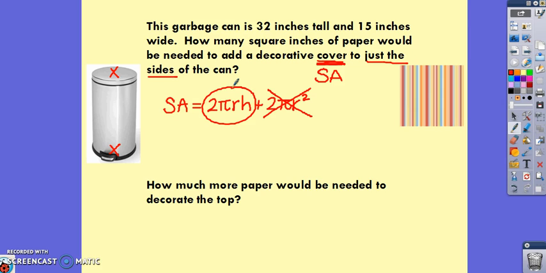And then if they ask you later how much more paper if you want to decorate the top, remember the top is just a circle. So you would just use pi r squared to get the top. You wouldn't need the 2 pi r squared because nobody said we wanted to cover the bottom. But I just wanted to show you one of those in case I ask you just for parts of your cylinder.